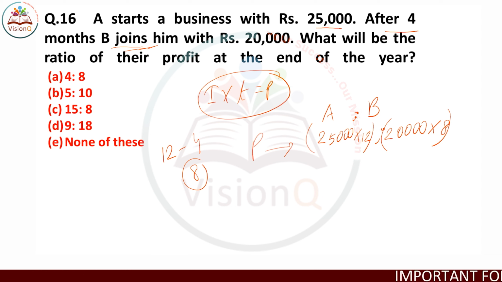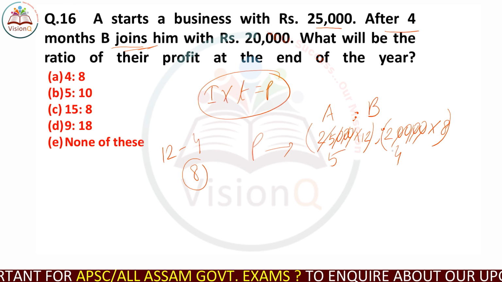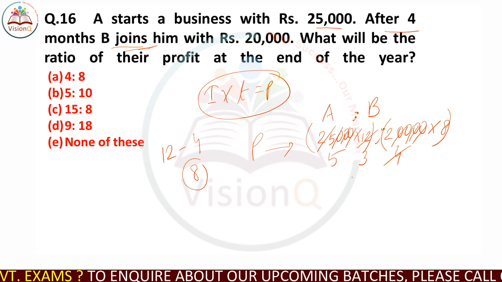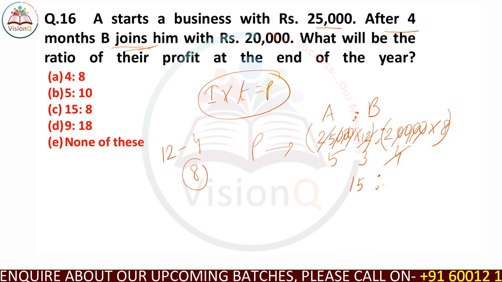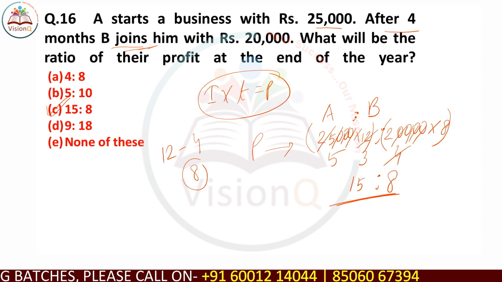Now cancel out the parts here. 30 with 30 cancel out. Then 5 5s are 25 and 5 4s are 20. Then 4 3s are 12. So what will be the right answer? 5 into 3 is 15 and 1 into 8 is 8. So the answer is option number C, 15 is to 8.